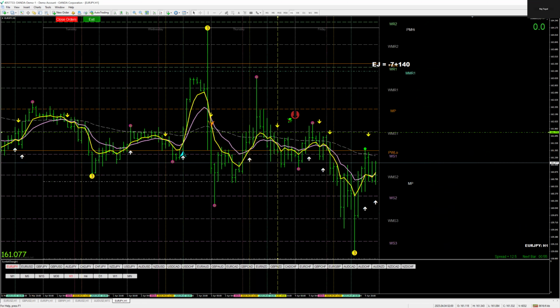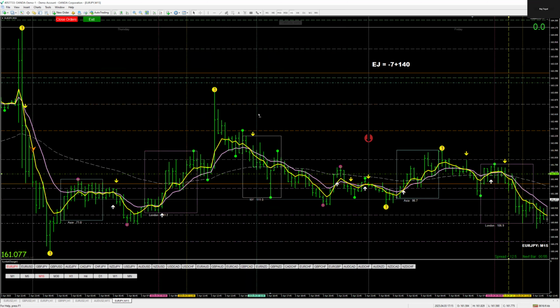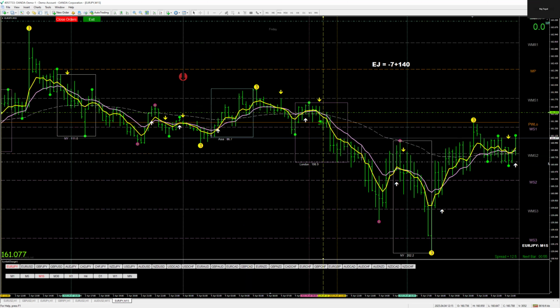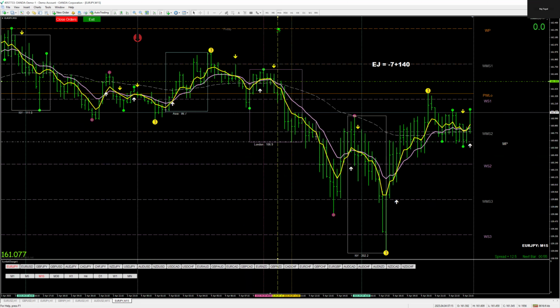And then Friday, dailies turned over. 4 hours already short. This is where we start looking for a trade short. This is before I come in to take a look. So let's see on the 15-minute chart what we get. We already had a fresh cross.